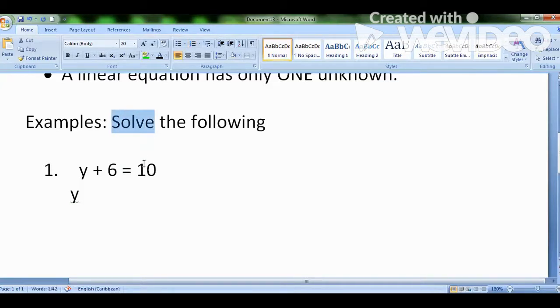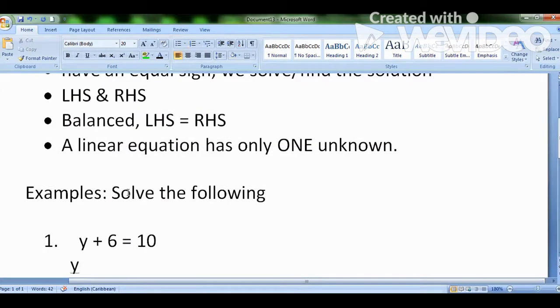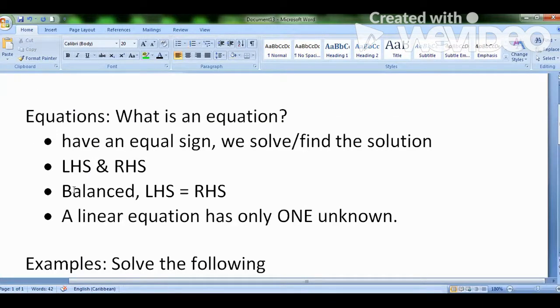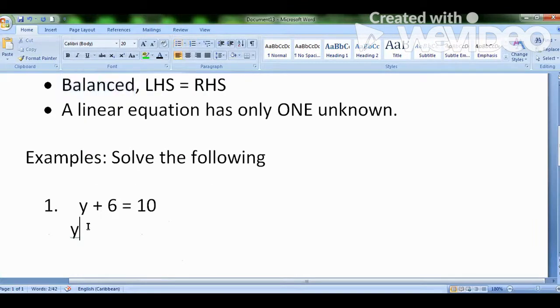Not true? Now, all equations must be balanced. Right? That means if I want y, what do we want? We want y, not true? So in other words, I don't want this. And to get rid of 6, I'm going to have to subtract 6 from it.